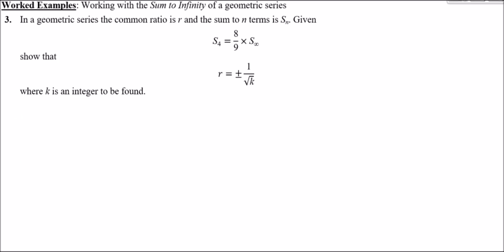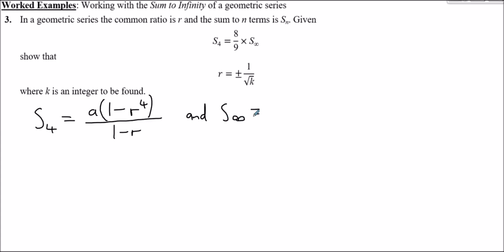So we can write down here S4 equals, it's going to equal a, 1 minus r to the 4, over 1 minus r. And the sum to infinity is obviously going to be a over 1 minus r.